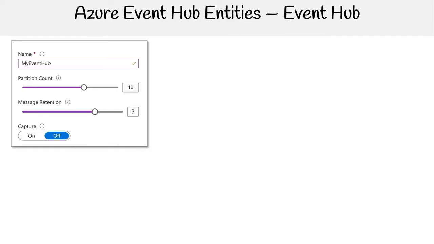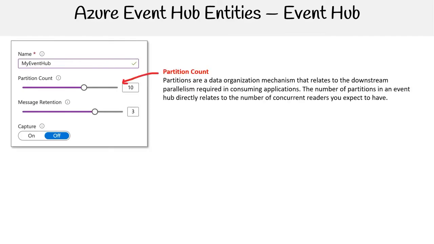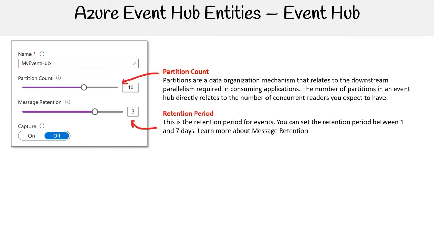Let's talk about an actual event hub. So what we do is go name our hub, and we got a few options here. We have partition count. So partitions are data organization mechanisms that relate to downstream parallelism required in consuming applications. Sounds very fancy, but it's just a way of segmenting your data so that you have faster concurrent reads. You have message retention. So this is the period for which your events will be retained. So that means that when they're past that period, they are gone.